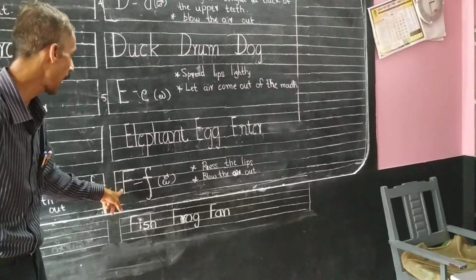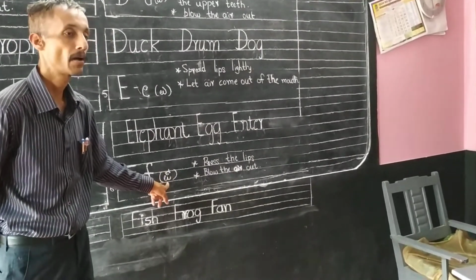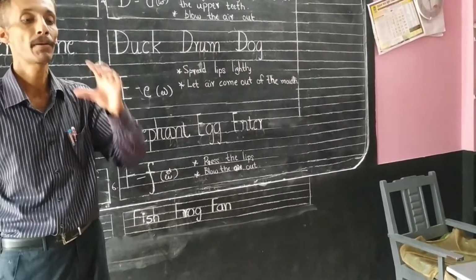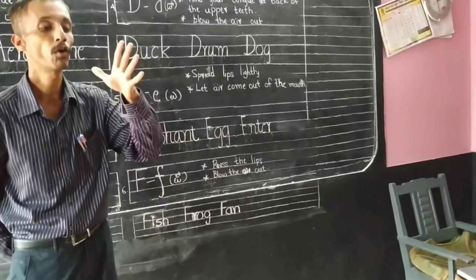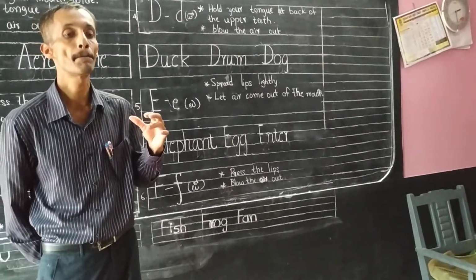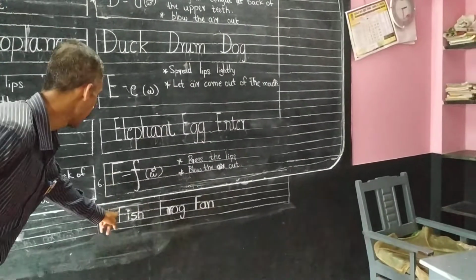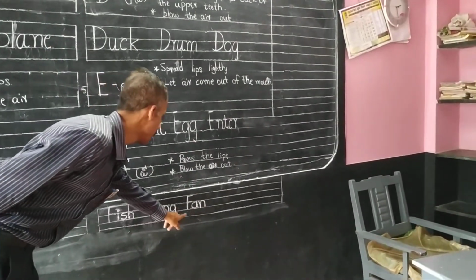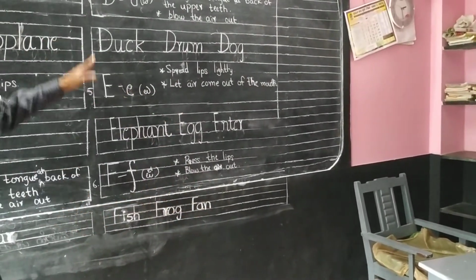Okay. Then F. Like bird, press the lips and blow the air out. Very easy. So fish, frog, pan. It is very easy. So you have to practice.